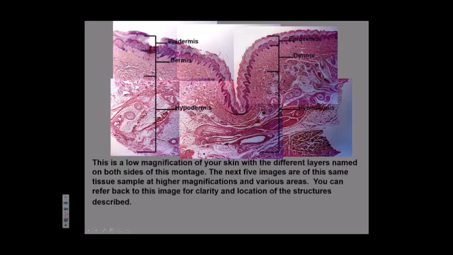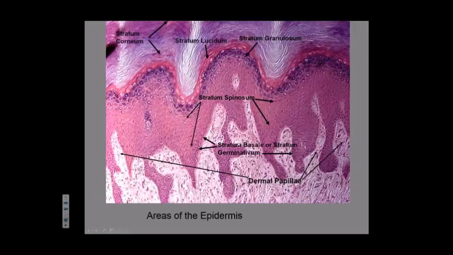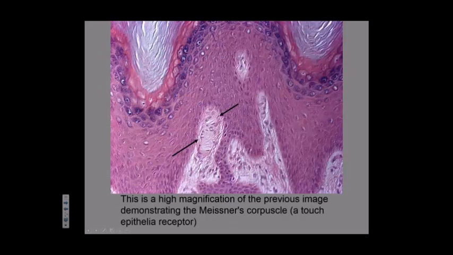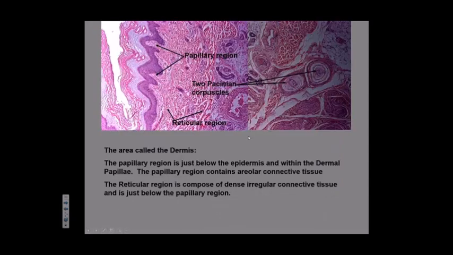So here's the layers labeled for you now. Okay. And here is a high magnification of the same thing. So here's your stratum basalis, spinosum, granulosum, lucidum, and corneum layer. Okay. And then the papillary layer of the skin. And here is a Meissner's corpuscle, free nerve ending, an encapsulated nerve ending. Here's another piece of one. We've already talked about these already.